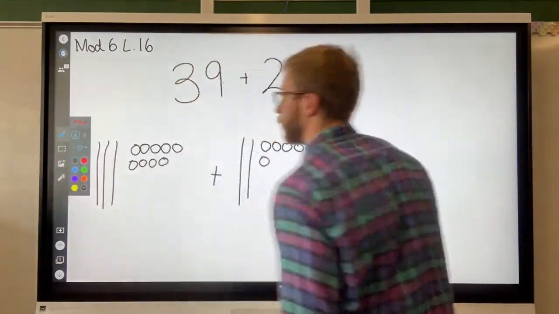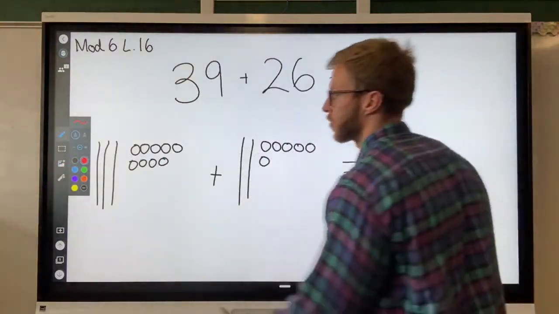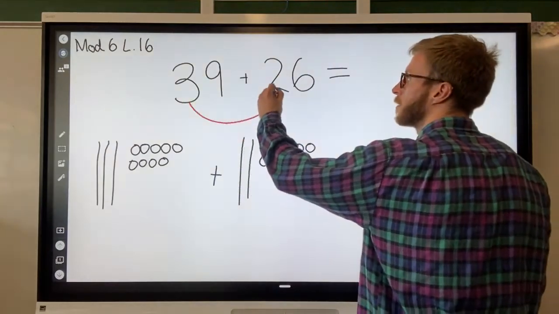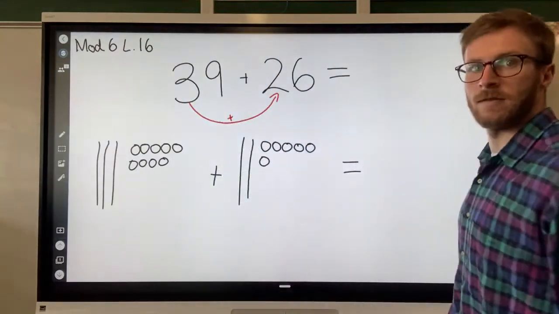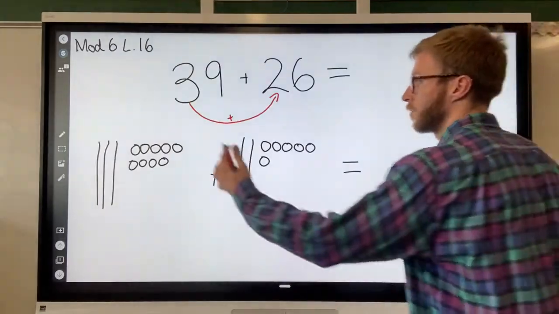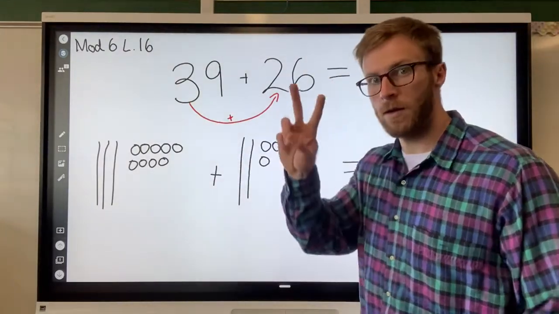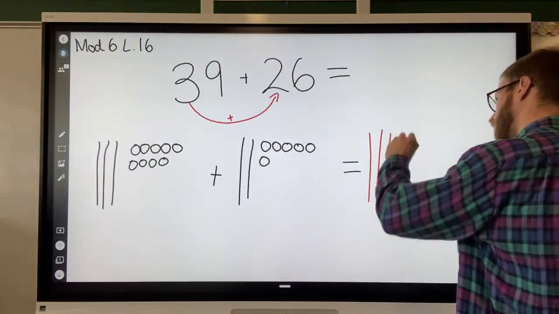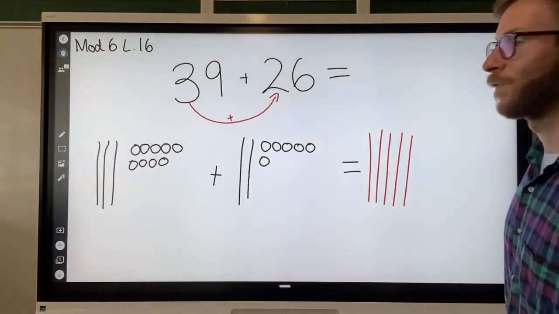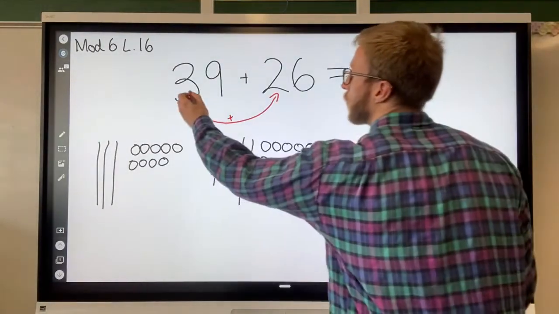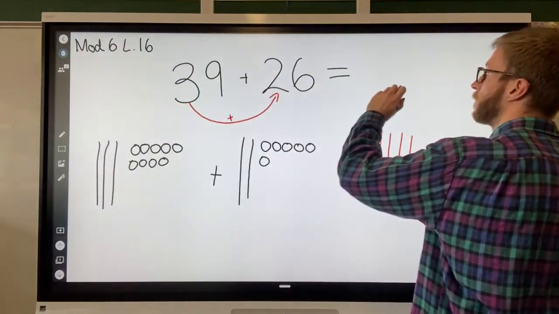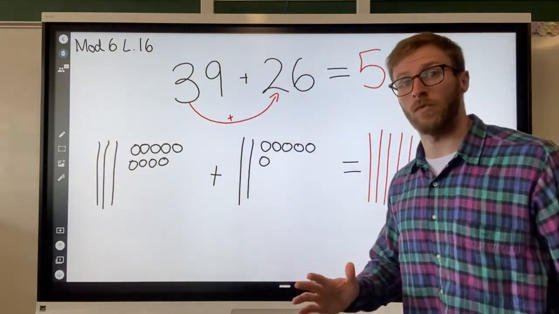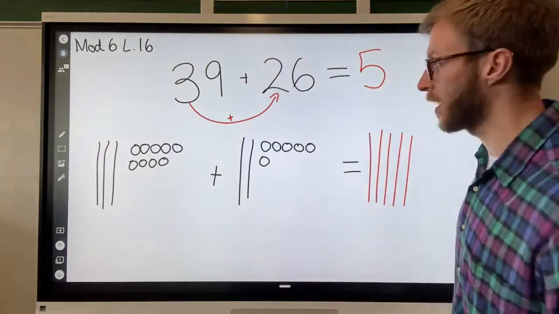Now, just like that other method, we're going to add our tens together. So we have 3 tens plus 2 tens. So let's do 3 plus 2. 3, 4, 5. So we have 5 tens. 3 plus 2 equals 5. I'm going to write a 5 up here. But remember, that might change. If we add another group of 10, we have to increase that 5.